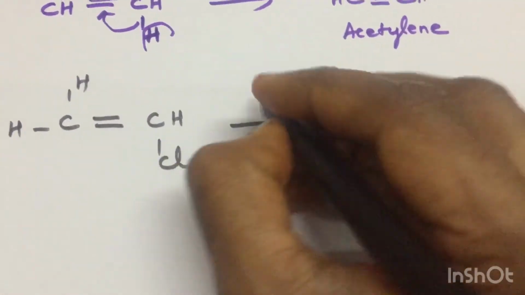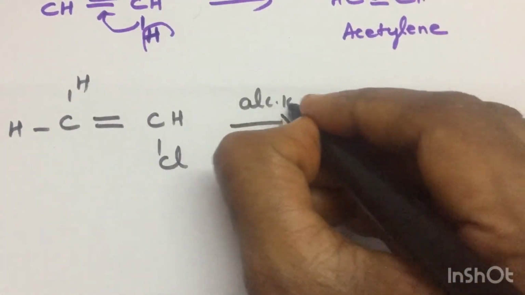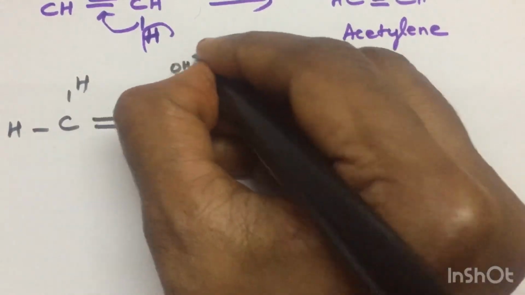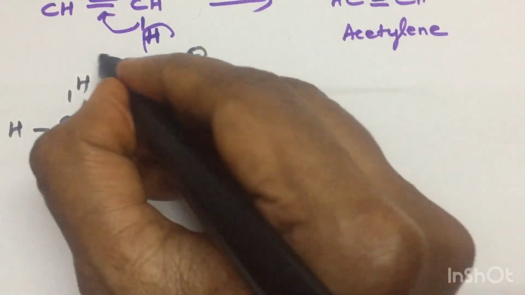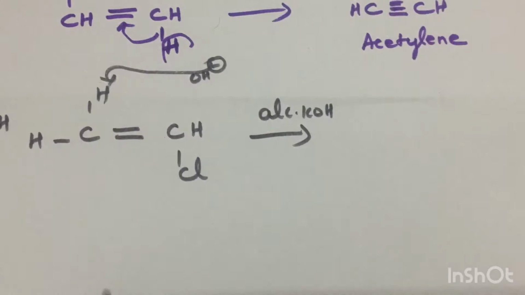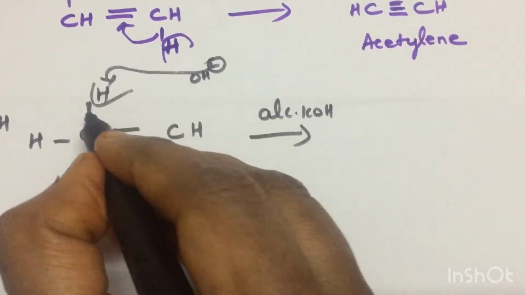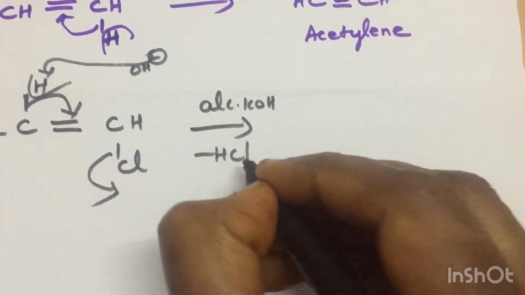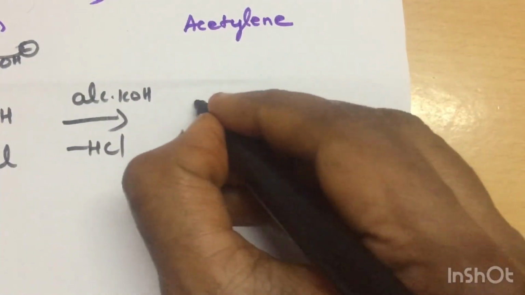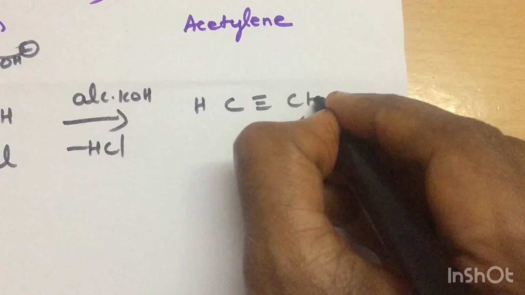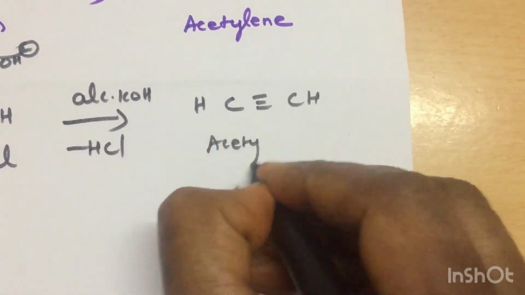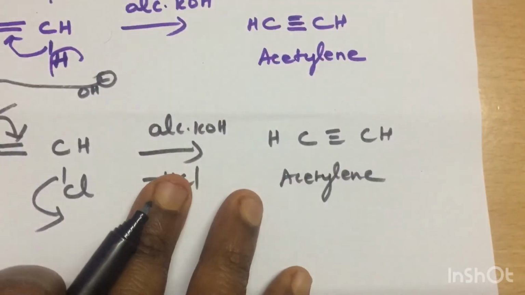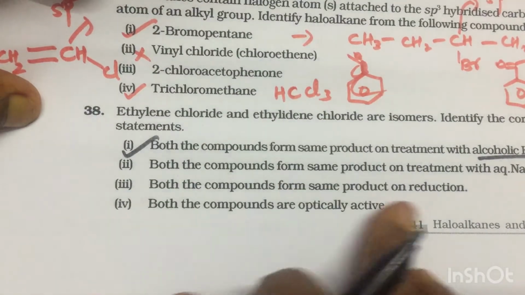Again with alcoholic KOH, this OH minus will take any of these 2 protons. The bond will shift here and this chlorine will move out. This is another HCl. So what you will get is CH triple bond CH, again the same product, acetylene. So the first statement is correct. Both the compounds form the same product when treated with alcoholic KOH. This is a correct statement.